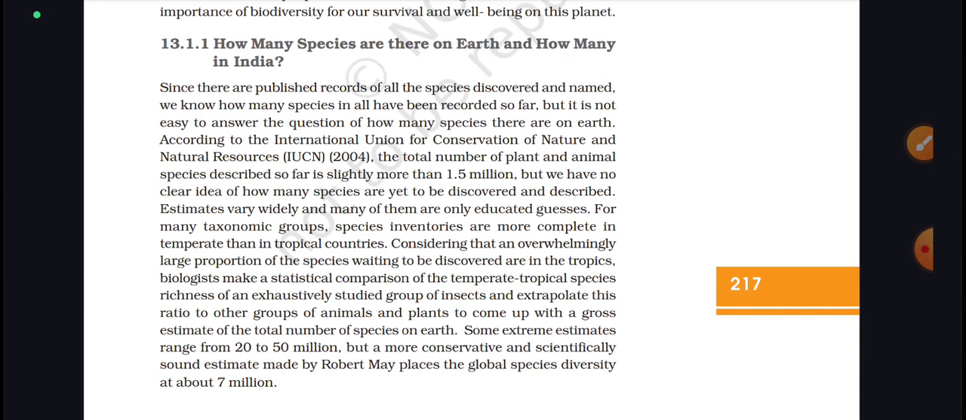For many taxonomic groups, species inventories are more complete in temperate than in tropical countries, considering that an overwhelmingly large proportion of the species waiting to be discovered are in the tropics. Biologists make a statistical comparison of the temperate tropical species richness of an exhaustively studied group of insects and extrapolate this ratio to other groups of animals and plants to come up with a gross estimate of the total number of species on Earth. Some extreme estimates range from 20 to 50 million, but a more conservative and scientifically sound estimate made by Robert May places the global species diversity at about 7 million.